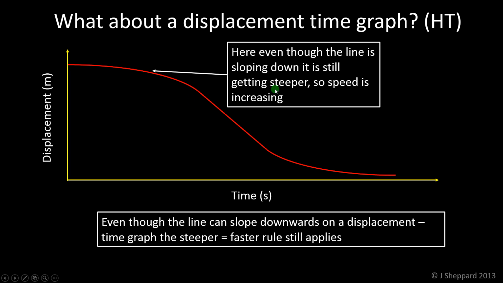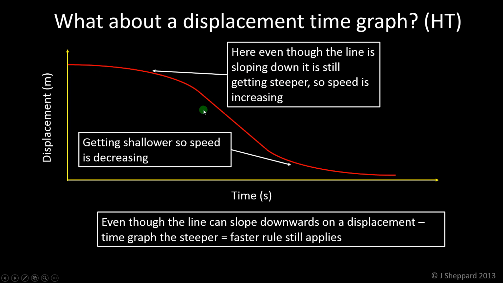So this first section here, even though it's sloping down, it's getting steeper, so speed is increasing. And this second section, it's getting shallower, so the speed is decreasing. That's for a displacement time graph there.